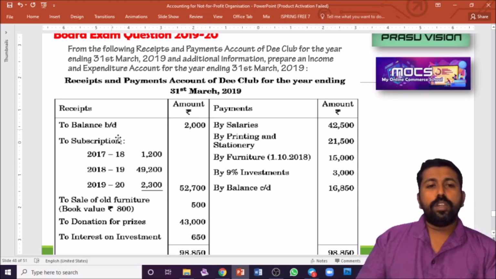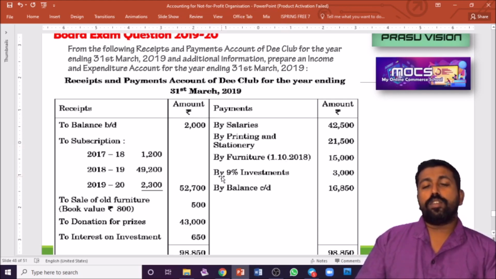Subscription here also: received for the previous year, received for the current year, received for the next year is there. Sale of old furniture is there, book value 800, but it is sold for 500, so 300 is the loss. Donation for prize of 43,000 is there. Interest on investment, here also we have to find out the accrued interest. Salaries and expense, printing and stationery, those items we will take into the preparation of income and expenditure account. It will be shown on the expenditure side.